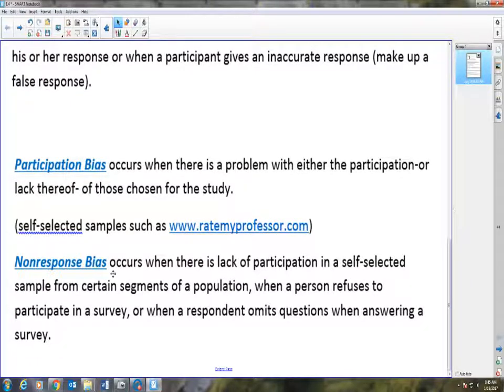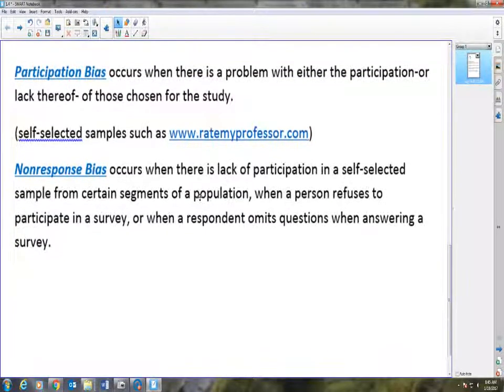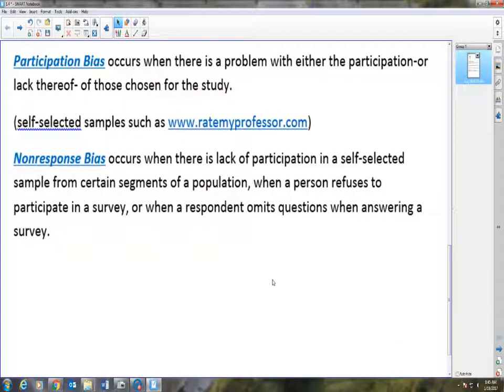Non-response bias occurs when there is lack of participation in a self-selected sample from certain segments of the population, when a person refuses to participate in the survey, or a respondent omits questions when answering a survey. So maybe when there are 10 questions on the survey, you choose not to answer one. That would be an example of non-response bias.